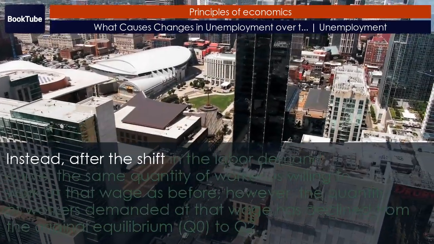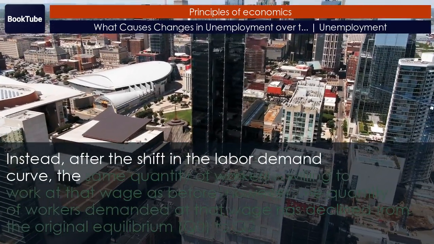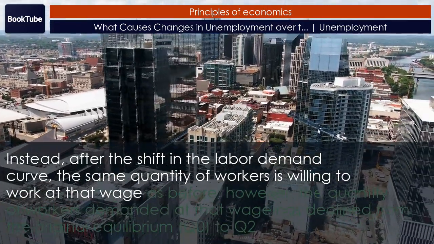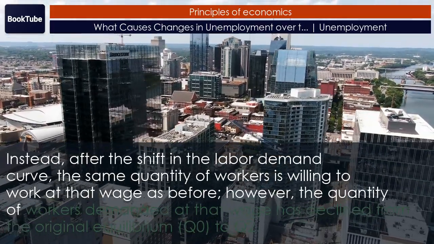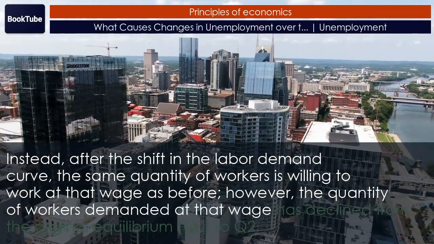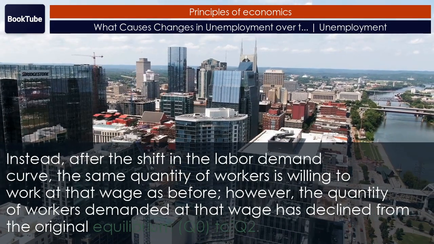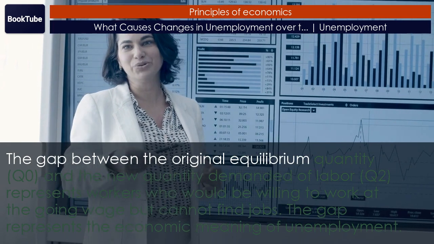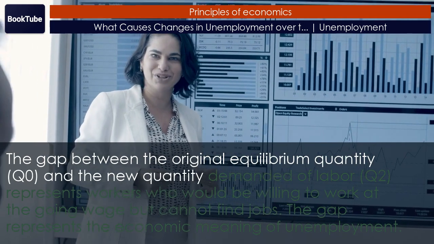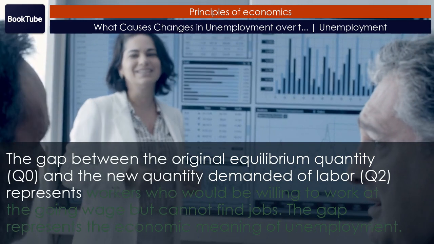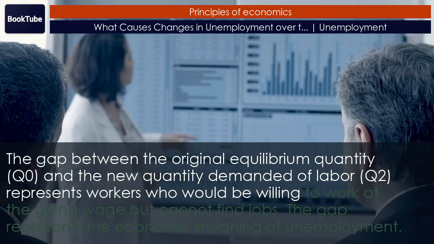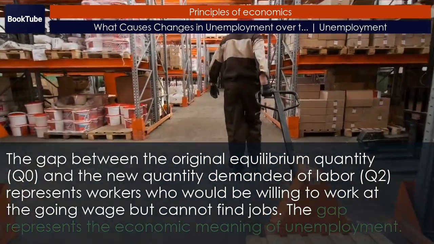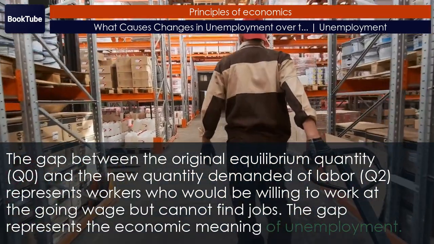Instead, after the shift in the labor demand curve, the same quantity of workers is willing to work at that wage as before. However, the quantity of workers demanded at that wage has declined from the original equilibrium, Q0, to Q2. The gap between the original equilibrium quantity, Q0, and the new quantity demanded of labor, Q2, represents workers who would be willing to work at the going wage but cannot find jobs. The gap represents the economic meaning of unemployment.